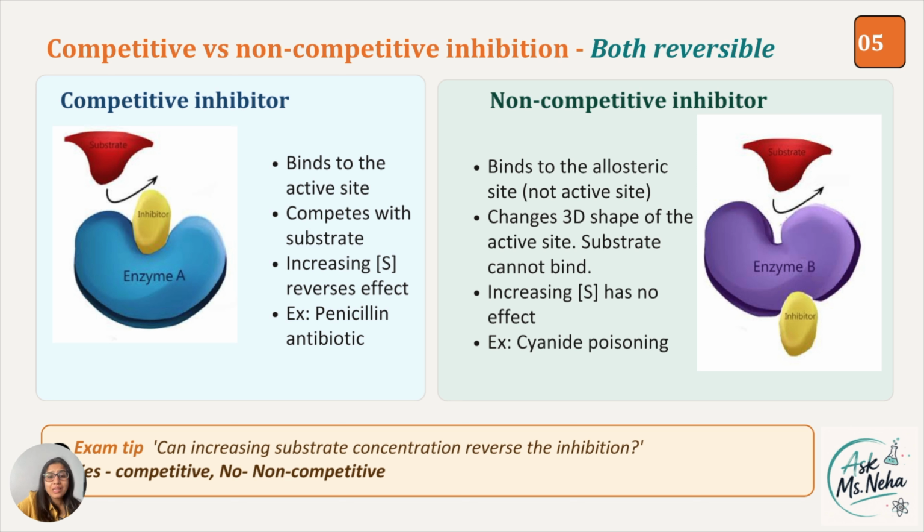A common example is cyanide poisoning. Cyanide is a chemical which affects the cytochrome C oxidase in our body, which is an essential respiratory enzyme. Now, the question comes, can increasing substrate concentration reverse the inhibition? Well, for competitive, yes. You add more substrate, the substrate will outcompete the inhibitor and start binding to the active site more. So, yes, the competitive inhibitors can be reversed by increasing the substrate concentration. But if we look at the non-competitive inhibitor, even if we keep adding more substrate, the active site shape is changed, so the inhibition cannot be reversed by increasing substrate.